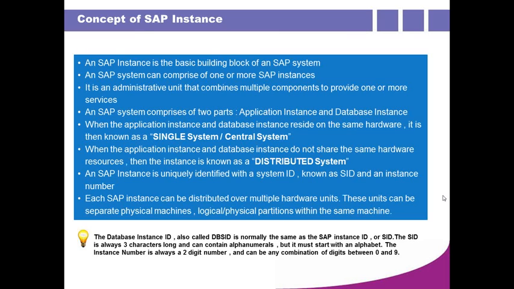For example, SAP quality SID is Q11 and the database SID is also Q11, so you can easily identify that this is the quality database. Production database is P11. By seeing the SID, you know this is the production database. That's why it's the easiest and standard practice to give the same SID for SAP and database.